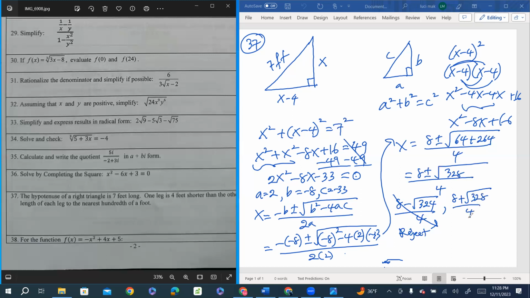So let's do the square root of 328 first. You get 18 point something plus an 8. Then divide that by a 4. We want to round to the nearest hundredth, second decimal place. So I get 6.53. 6.53 is x. So the other leg is x minus 4. That's 6.53 minus 4. That's 2.53. I believe both of them are feet. Let me confirm this. That's question number 37. 6.53 as well as 2.53 is correct.